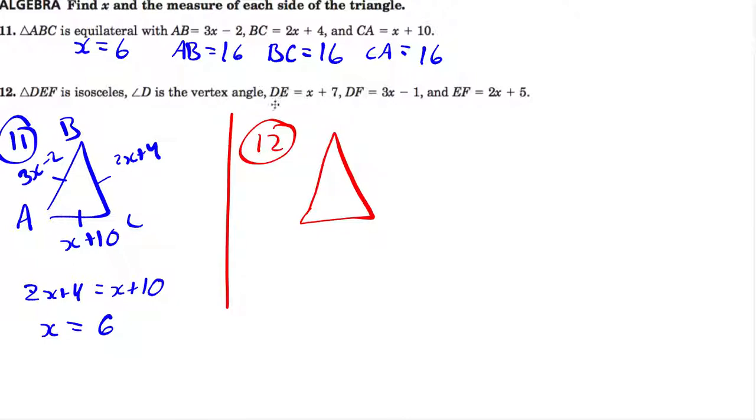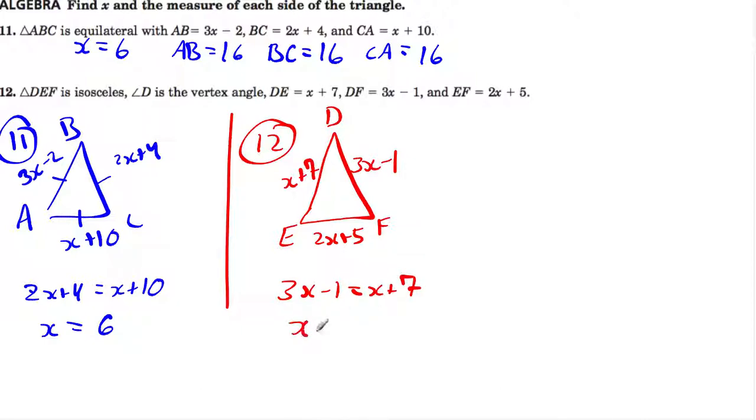So that means that that is looking like this. So DE and EF are congruent. So DE is x plus 7, and DF is 3x minus 1, and EF is 2x plus 5. Yet again, to find x, we can set the 2 congruent sides together. So we get 3x minus 1 is equal to x plus 7. So that gives me 2x is equal to 8, or x is equal to 4.